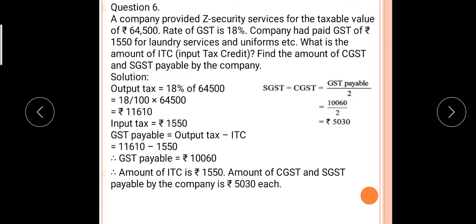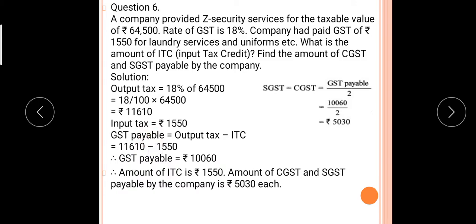Now firstly we have to calculate the output tax. Output tax is always calculated on a taxable value, and here it is 18%. So 18% of 64,500. What is your output tax? That amount is 11,610. So input tax is what? Already it is given, 1,550 rupees.